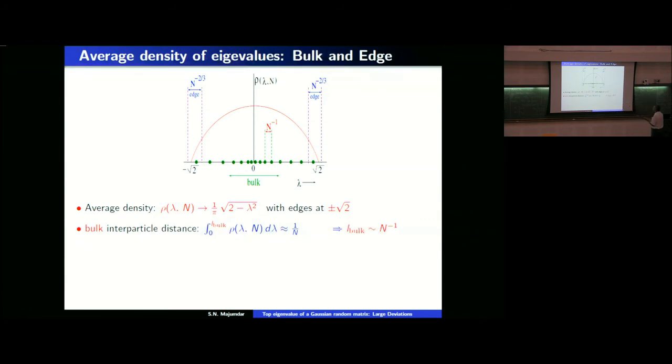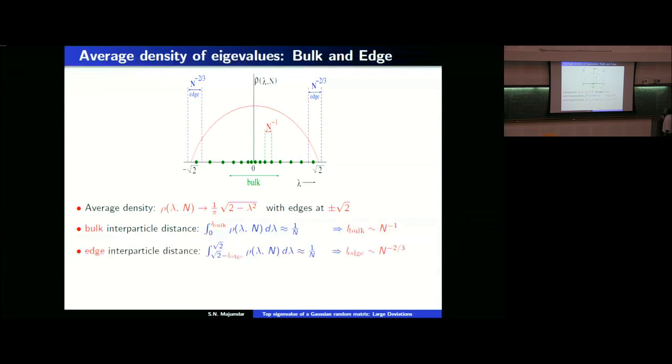But the main point is that there is an interesting edge physics here because the density actually vanishes at the sharp edges, root 2 and minus root 2, in the large n limit. So you can ask at finite but large n, what is the length scale? The density goes to 0, that means there are fewer and fewer particles, right? So they become sparser and sparser. So you would expect that the length scale between the particles near the edge is bigger than those in the bulk. And how do I estimate that?